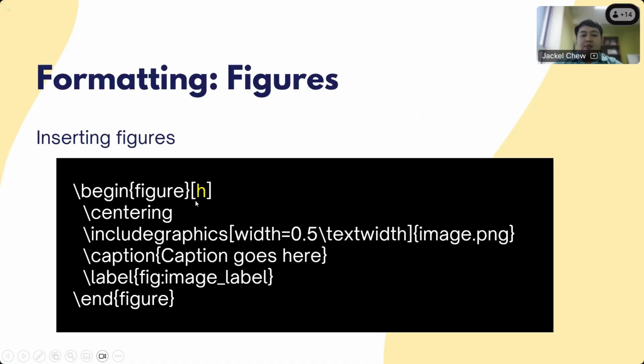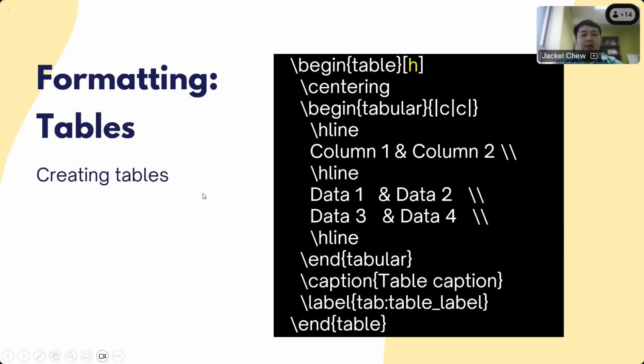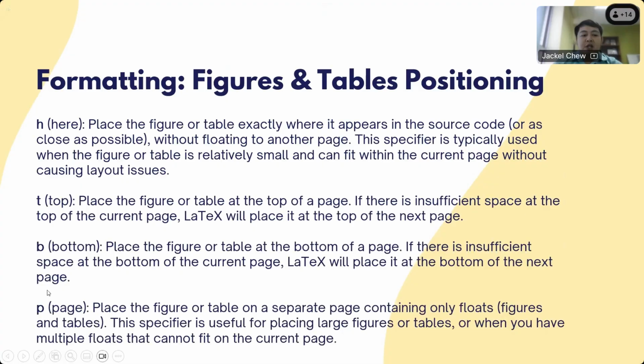Inside the square brackets, you use the letter H, which means put the figure here. There are other letters such as T, B, and P. T means you want to fix the figure at the top of the page. B means you want to place the figure at the bottom of the page. P is where you want to put the figure on a page without any text, just a single A4 paper with a picture on it. So then you use P.